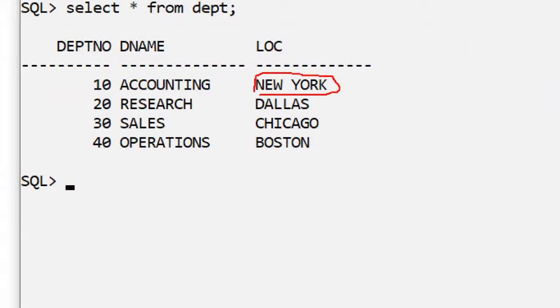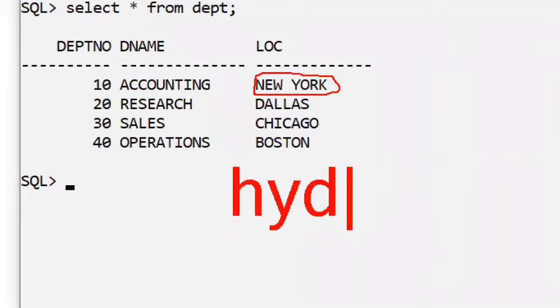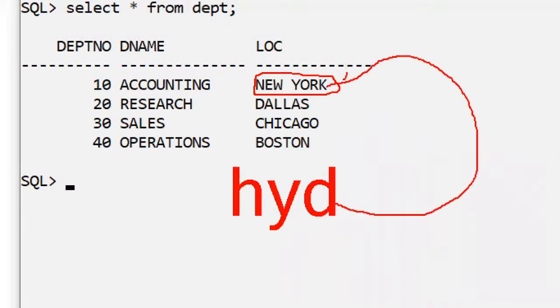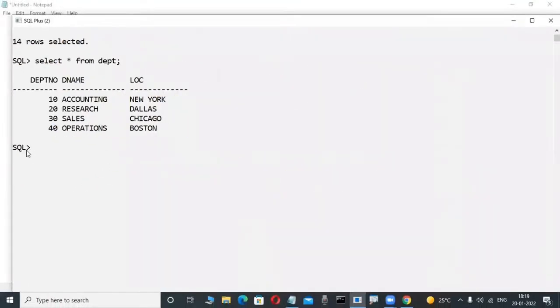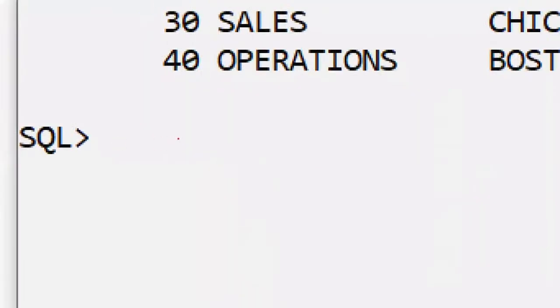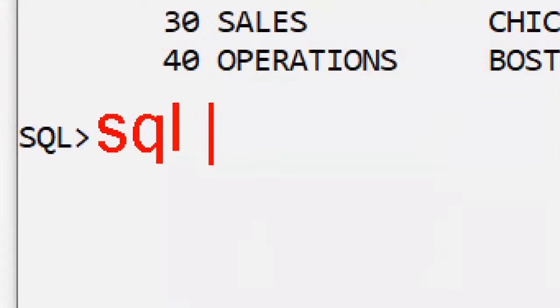For example, in my project I want to change today this New York location into Hyderabad as the location in my project. I want to change this in the relational database. How can I do it? Just at the SQL prompt, we are using the SQL language. SQL is a very easy language. How? I will tell you.